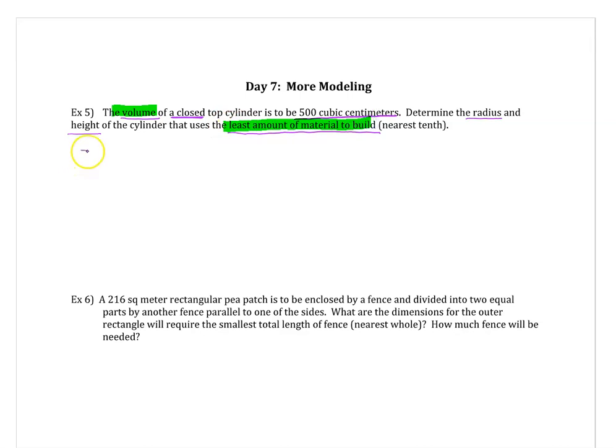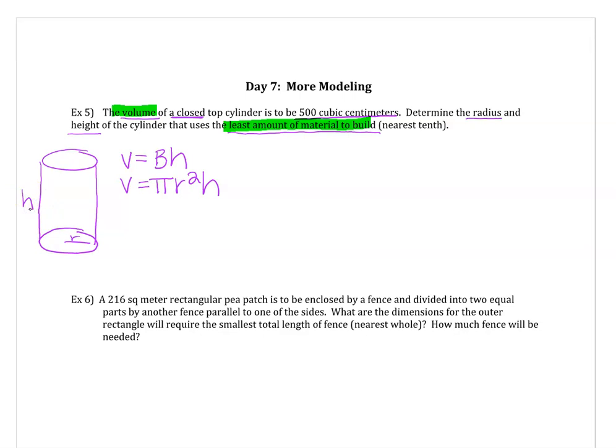So first of all, a cylinder is made up of two circular bases and a rectangle that wraps around that creates the lateral sides. The volume of a cylinder is area of the base times the height, and since the base is a circle, it's pi r squared h, where r is the radius, h is the height. The surface area of a cylinder, especially because it's a closed top, meaning it's going to be made up of two circles, and like I said, that rectangle, is 2 pi r squared plus 2 pi r h.